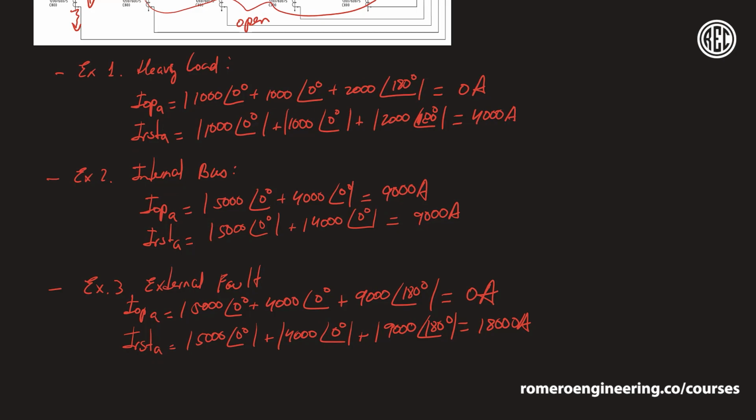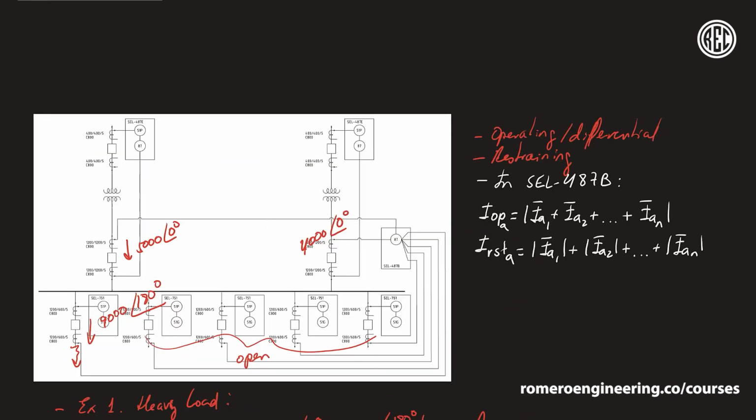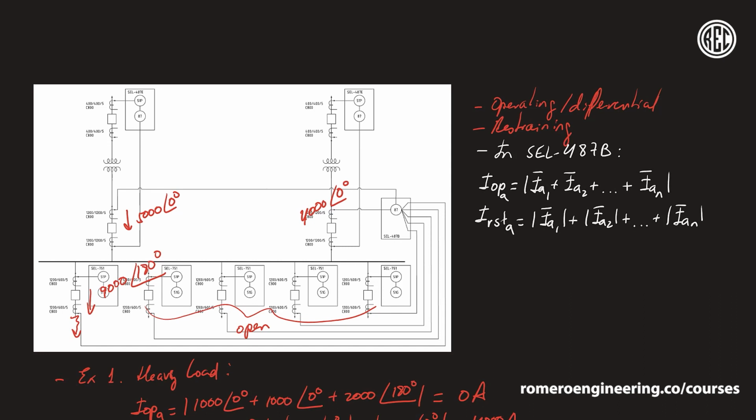Now, for example number 2, we had an internal fault, in which case both the operating and the restraining current were equal to each other, and they're equal to 9,000 amps. And for an external fault, now we have 0 amps for the operating current and 18,000 amps for the restraining current. So now let's use this number and let's actually talk about how the SEL 487B declares a trip or a no trip based on what's called a restrained differential element.